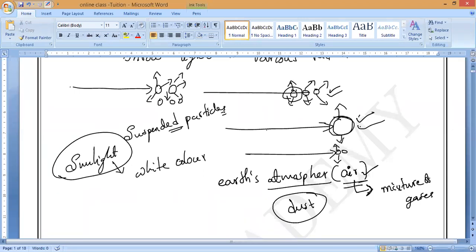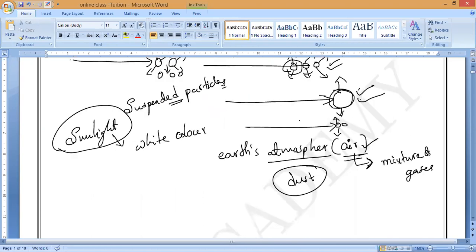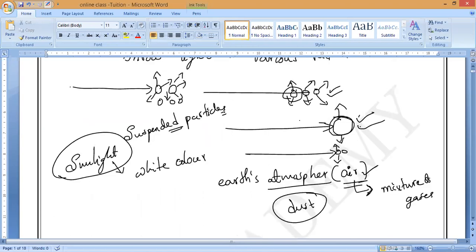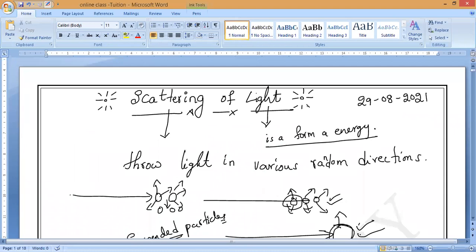So all these natural phenomena, like the sky being blue, how the sun appears red during sunrise and sunset, and how the sun appears white in the afternoon, are all because of scattering by Earth's atmosphere, the air present in our surroundings. That is what we call scattering of light.